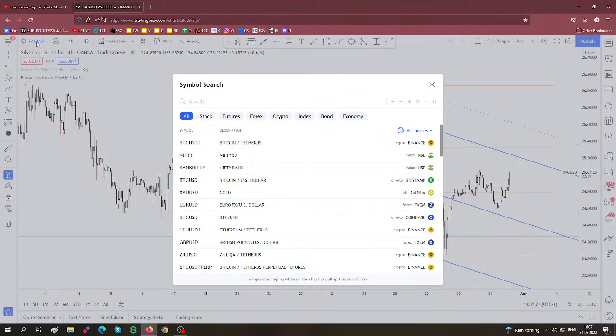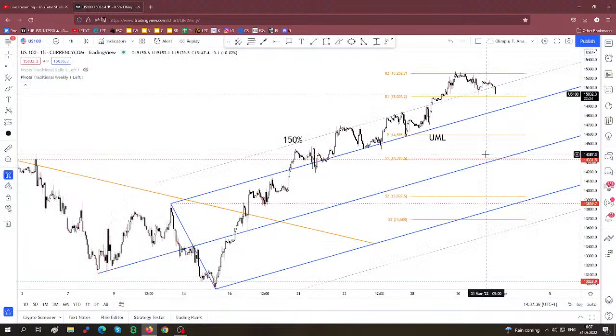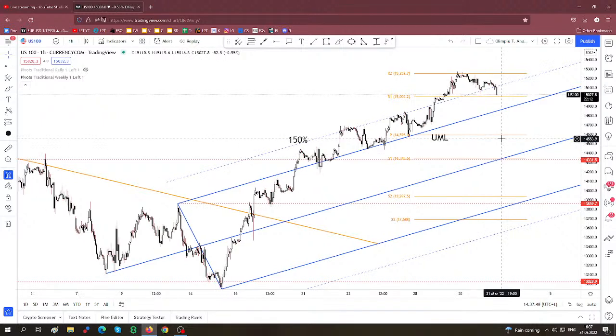So, yeah, bring major pairs and gold. So we talked about gold. Australian dollar, Canadian dollar, I will take a look on that market as well later. US 100. So about US 100, yeah, maybe temporary retreat here, but in my opinion the bias is still bullish as long as it stays above the weekly R1, above 15,000 and 15,003.